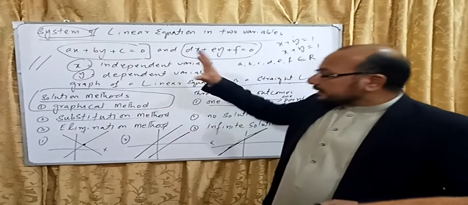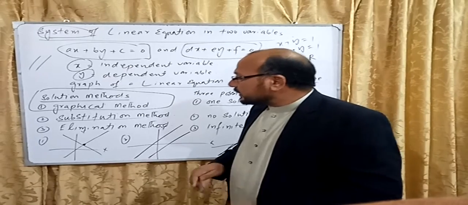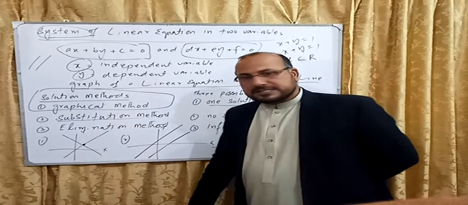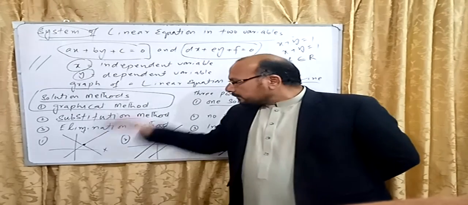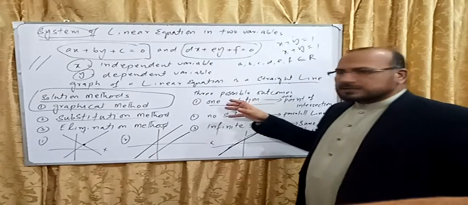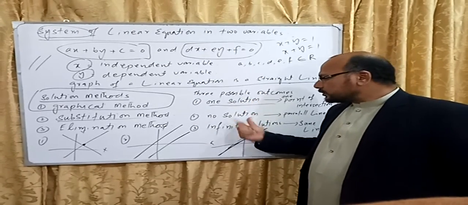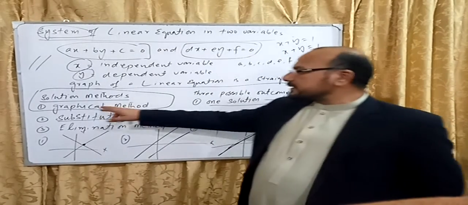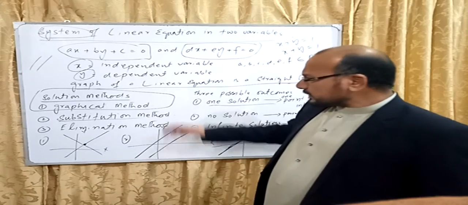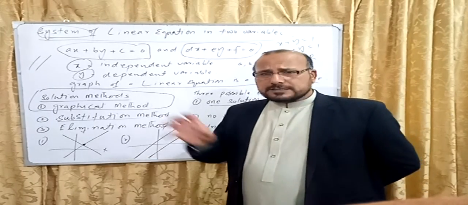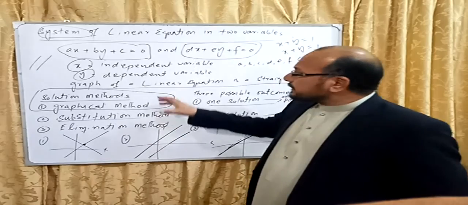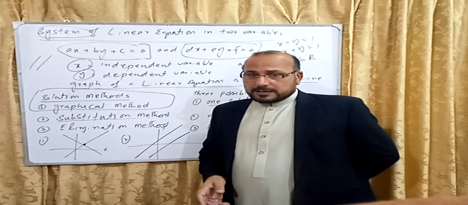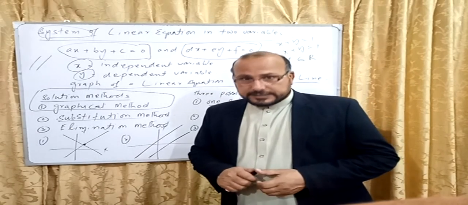There are three methods for the solution of the system of linear equations: the graphical method, the substitution method, and the elimination method. By using these three methods, we get three possible outcomes: one solution, no solution, and infinite solutions. In the next video, we will discuss the first method, the graphical method, and how we can find the solution set through it. I will solve a few examples, and the rest of the explanation about the system of linear equations and different solutions will also be given in the notes that I will share with you.